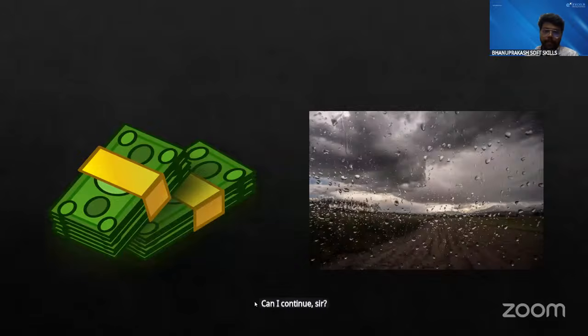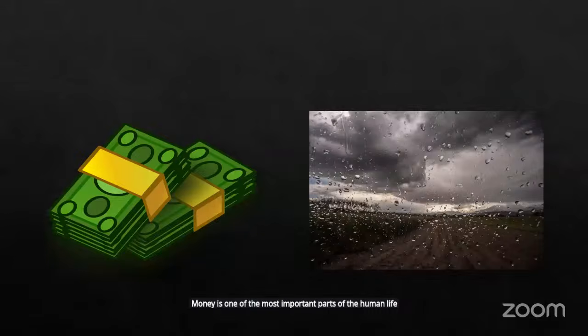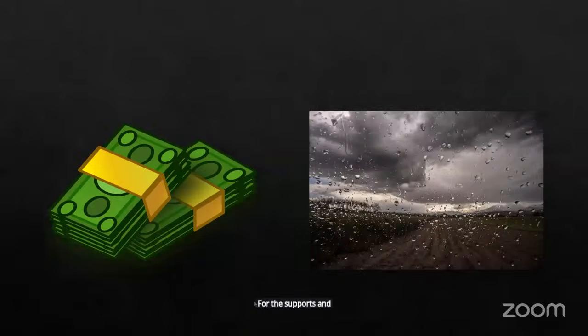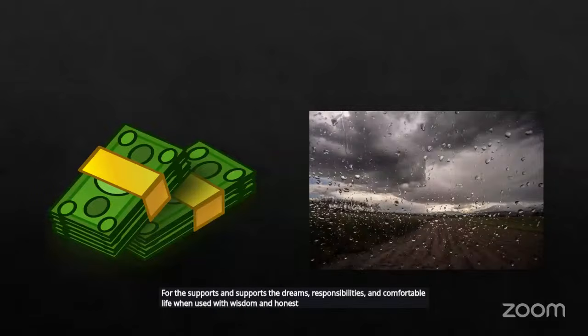Sir? Yes, Sharanya. Money is one of the most important parts of human life because it helps people fulfill their needs and achieve their goals. It is used to buy food, clothes, education, shelter, and many other necessities. And money is an important, powerful tool that supports dreams, responsibilities, and a comfortable life when used with wisdom and honesty. However, money should be used wisely because true happiness comes not only from wealth but also from good relationships, health, and peace of mind, sir.